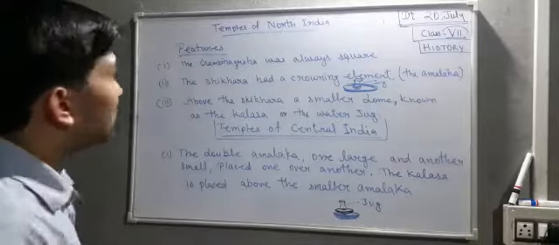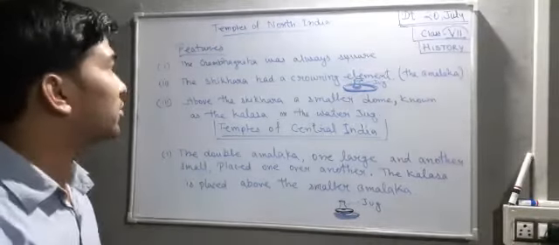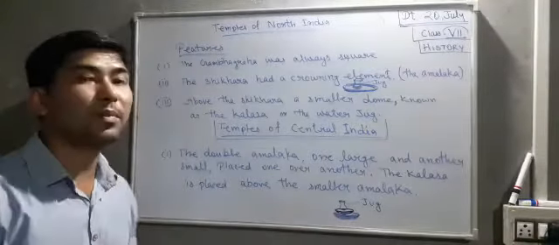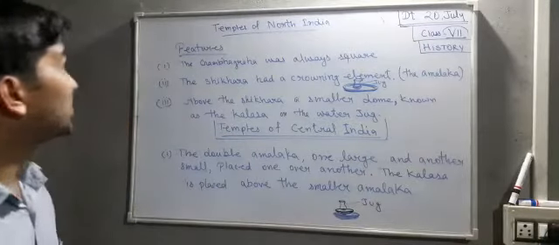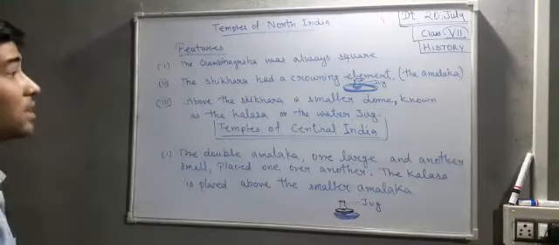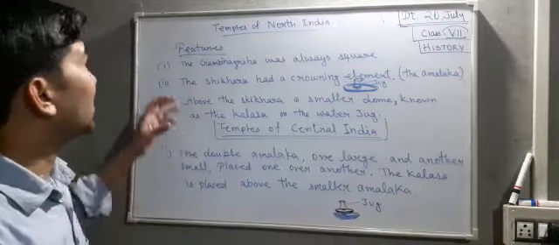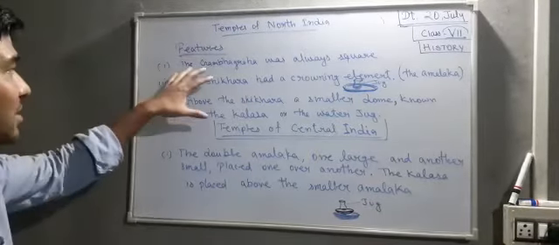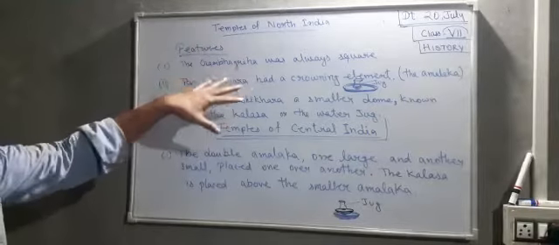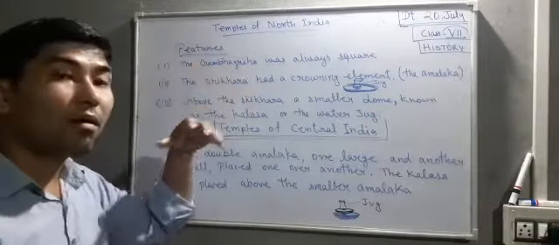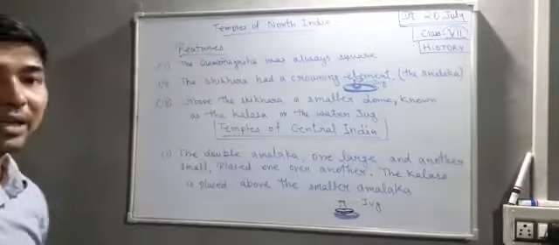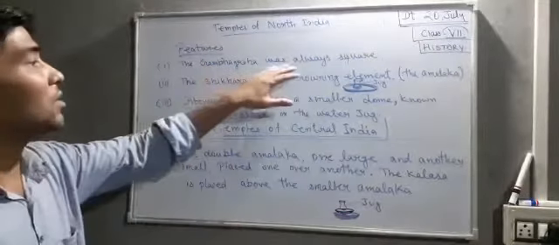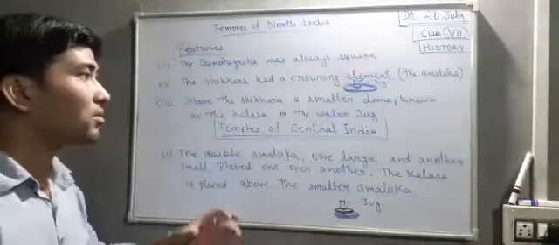Next we will discuss the temples of North India, and then the temples of Central India. Let's discuss the temples of North India first, and see their features and characteristics. The first characteristic feature of North Indian temples is that the Garbhagriha, the place where the idol was kept, was always square.